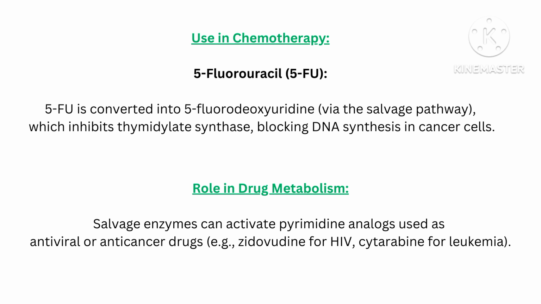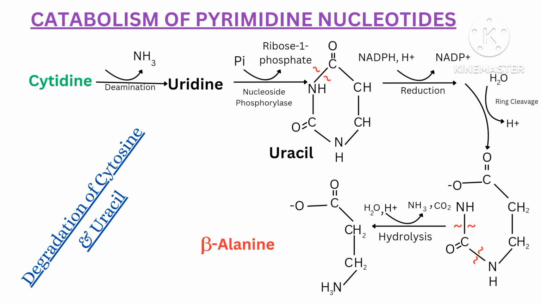Use in chemotherapy: 5-fluorouracil, 5-FU, is converted into 5-fluorodeoxyuridine via the salvage pathway, which inhibits thymidylate synthase, blocking DNA synthesis in cancer cells. Role in drug metabolism: salvage enzymes can activate pyrimidine analogues used as antiviral or anticancer drugs, for example zidovudine for HIV, cytarabine for leukemia.